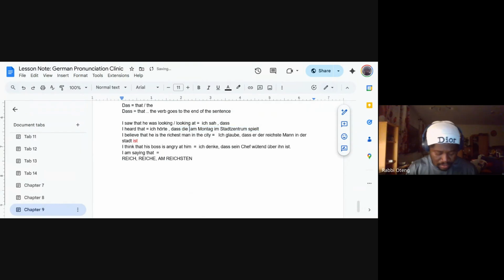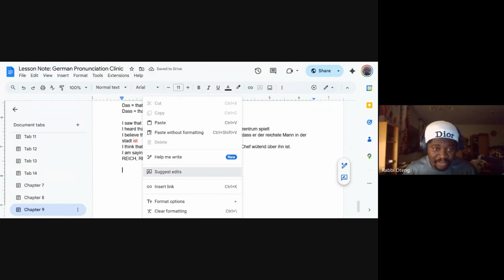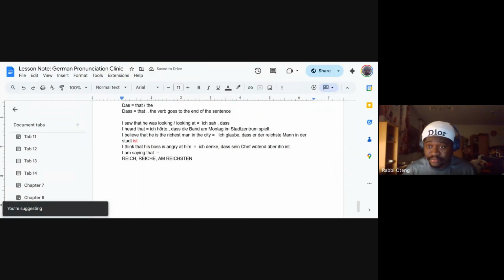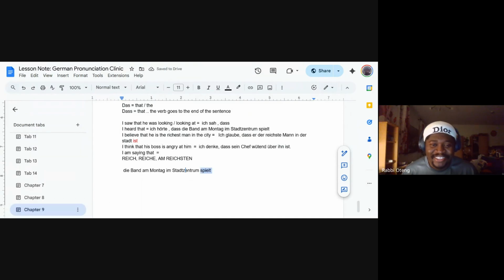Also, I said in this sentence, if you have to say this sentence without using dass, die Band. Okay. Let me explain. It's very important. So if you don't get it, ask me to go over it again. Okay, it's very important. This sentence in the normal main clause will be, die Band spielt am Montag im Stadtzentrum.